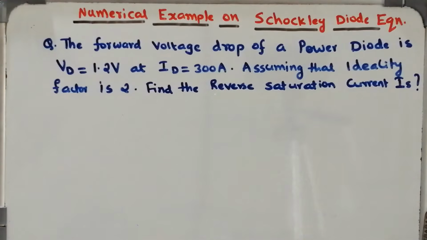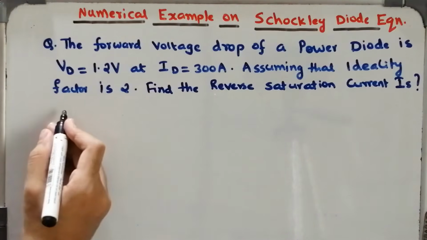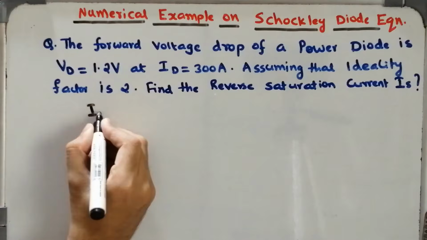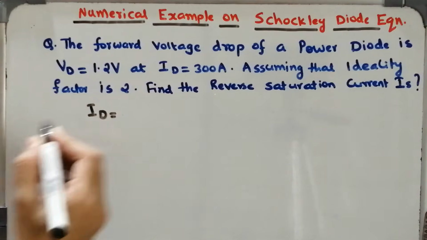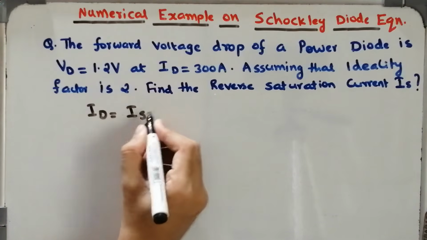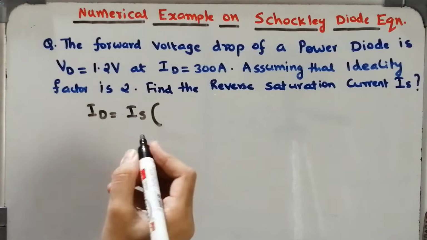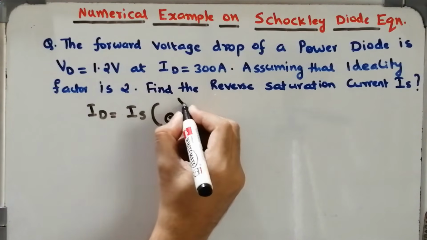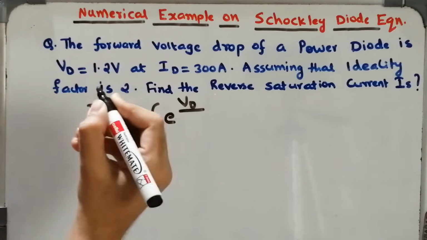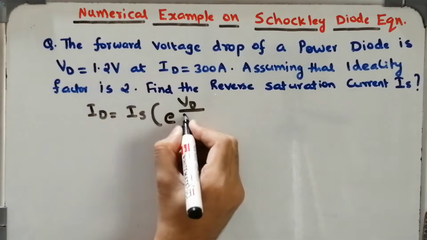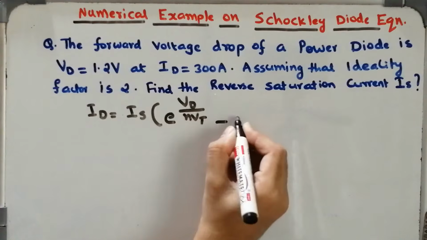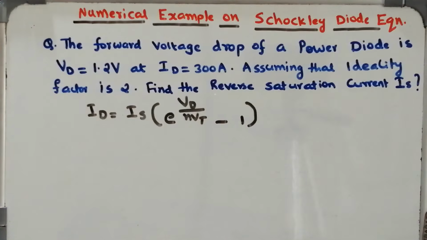First and foremost, let us write the Shockley diode equation. The Shockley diode equation is given by Id is equal to Is into e to the power Vd by N Vt, minus 1. So this is the Shockley diode equation.